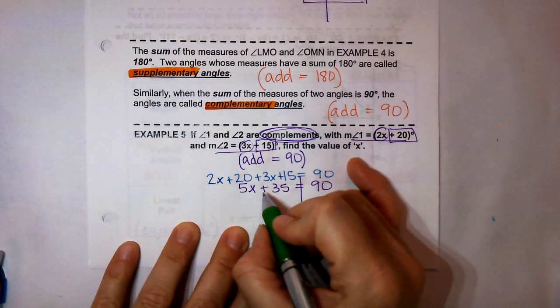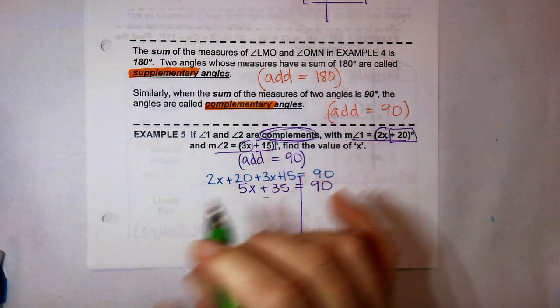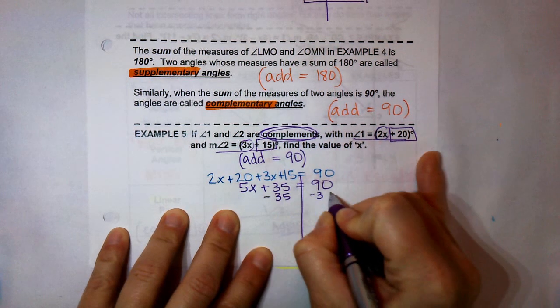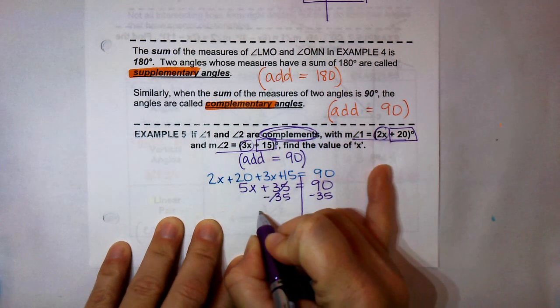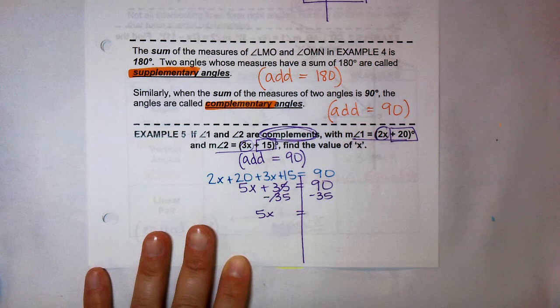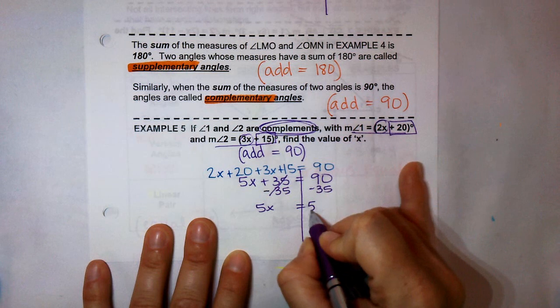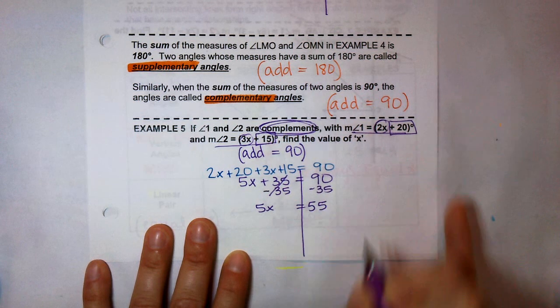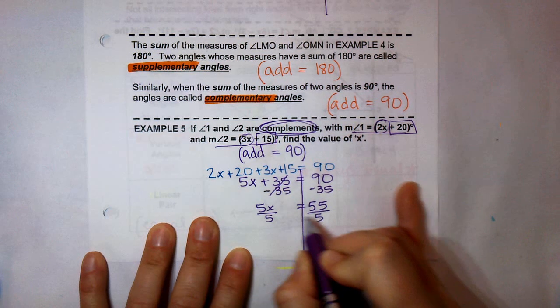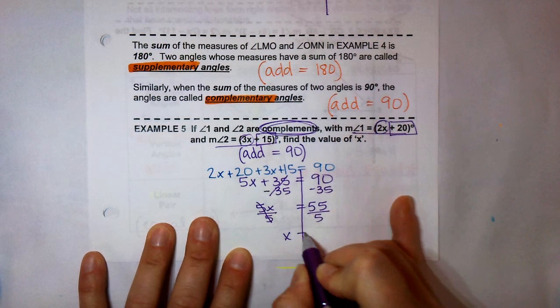All right, solve for x. So minus 35. 5x equals 55. I got 55 this morning. Okay, check my math. Good. So x equals 11.